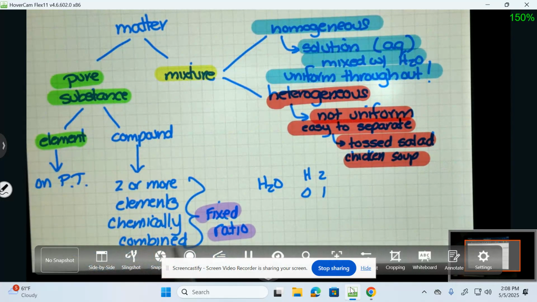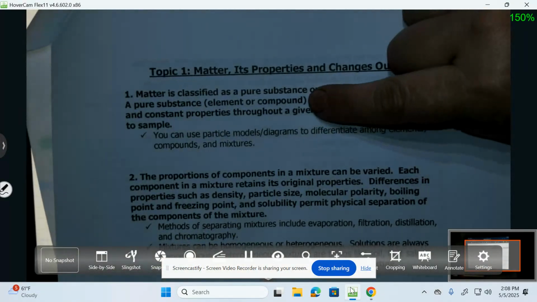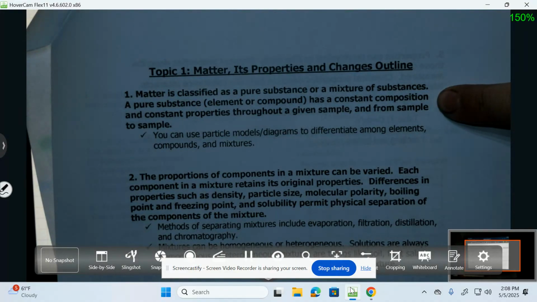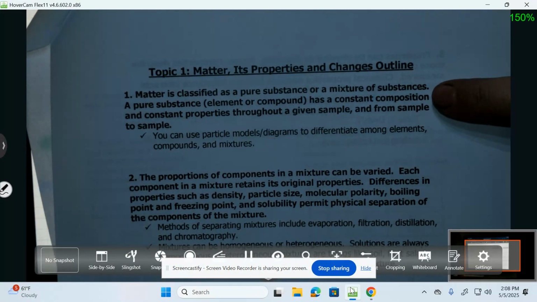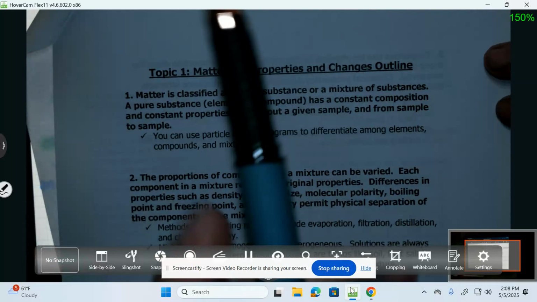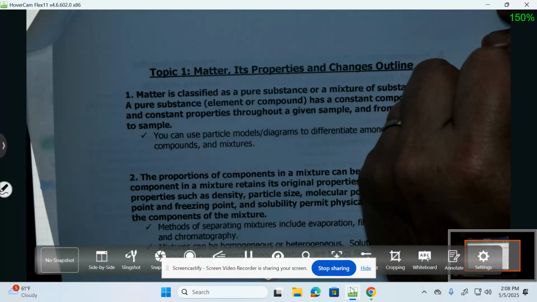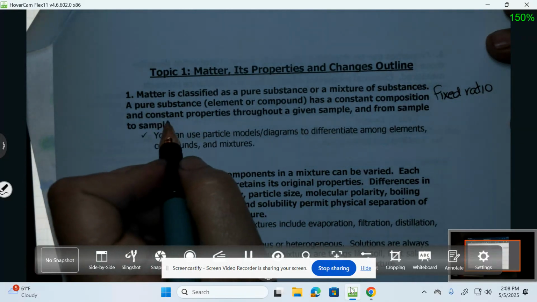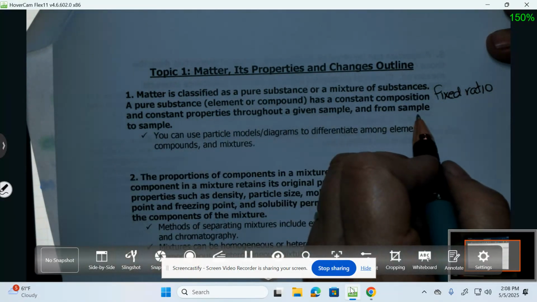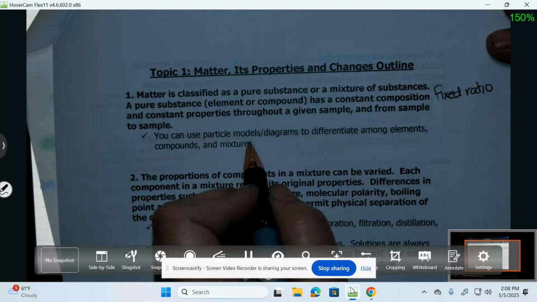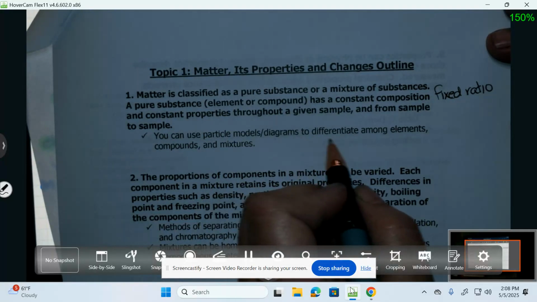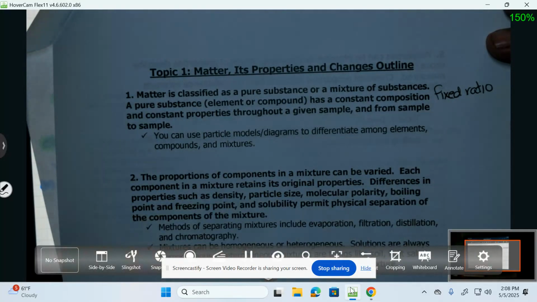Okay, so that's matter. It says matter is classified as a pure substance or a mixture. A pure substance is an element or a compound, has constant composition, that's fixed ratios. If you want to write that right on here so that we have it, fixed ratios, and constant properties throughout the given sample, from sample to sample. You can use particle molecule models, diagrams to differentiate among elements, compounds, and mixtures.